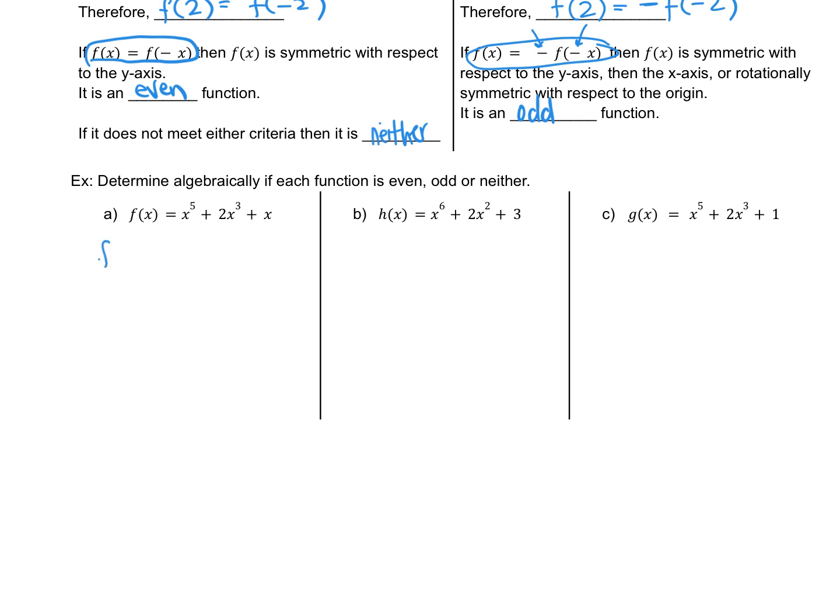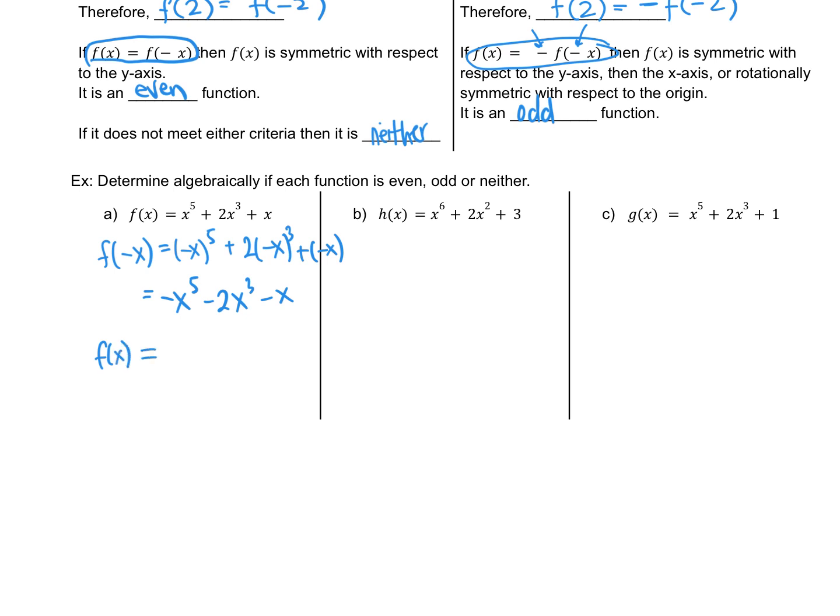I'm going to start off by testing for even symmetry. If I reflect over the y-axis, will my functions match? Now, with function notation, we know whatever's inside the bracket will replace x. So I'm going to replace x with negative x. And now I just have to clean this up. A negative number to the power of 5 will be negative. So negative x to the power of 5 will be negative x to the 5. Negative x to the 3 is negative x cubed, times the positive 2 is negative 2x cubed. And then minus x. These are clearly not the same thing.